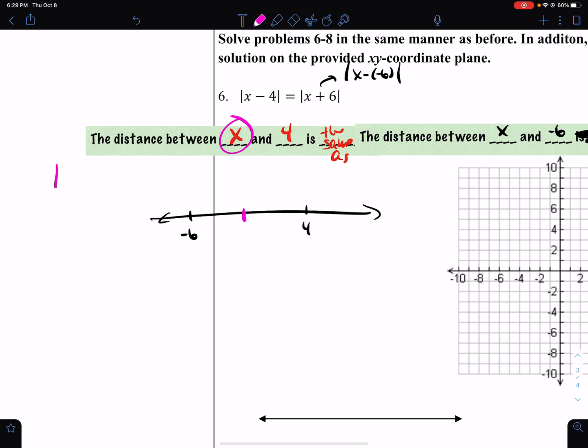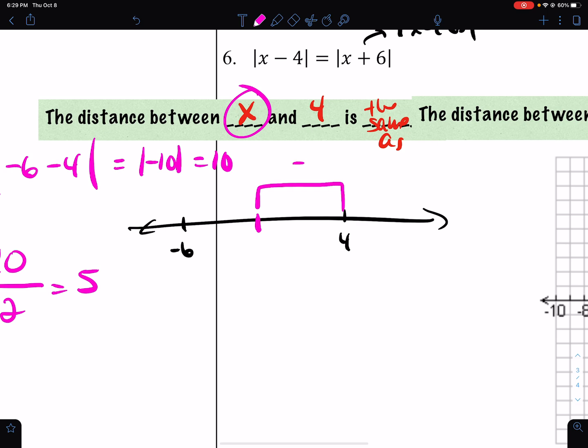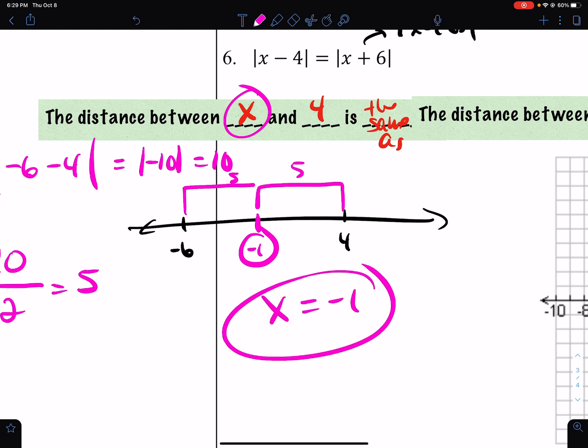So the total distance between -6 and 4, right? We use subtraction to measure total distance. That total distance is 10. If I took that distance of 10 and cut it in half, I get a distance of 5. So I'd want to travel 5 from the number 4 and 5 from the number -6. Oh, well, that brings me to the number -1. So the solution here is x equals -1.